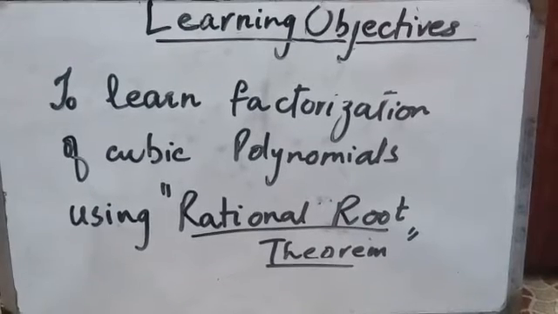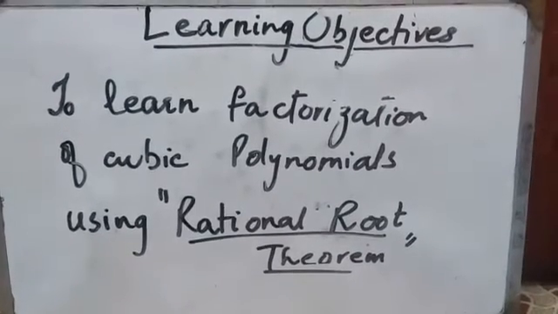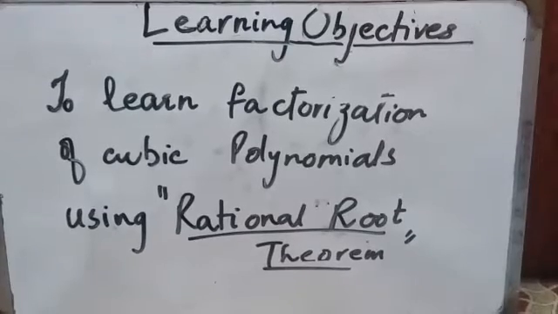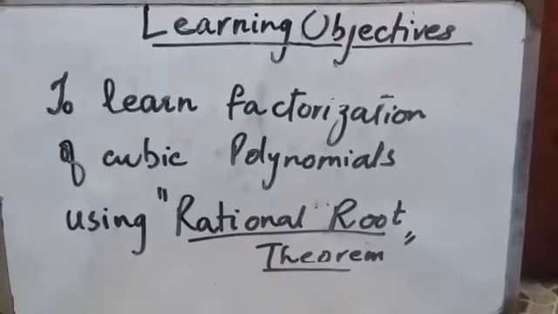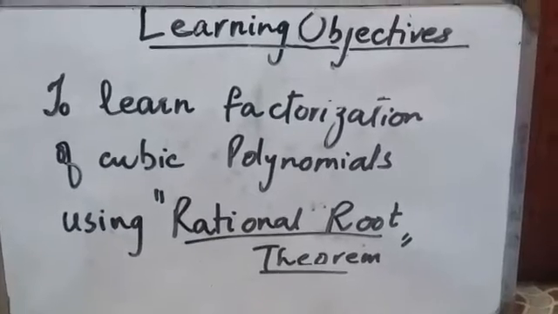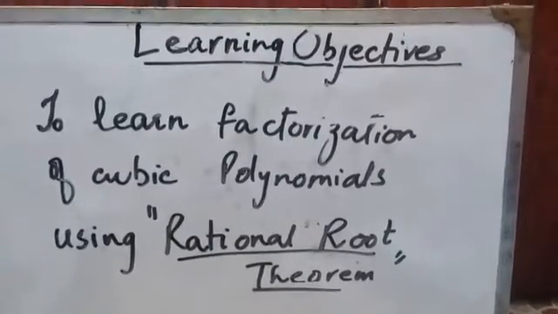If you remember, what are cubic polynomials? Those in which the exponent of the variable is 3, that is x cubed or y cubed. Okay, before starting this rational root theorem, let's revise some methods of factorization which we have already done.